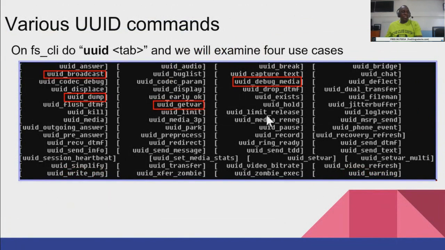So I was mentioning that there are some variables or UUID commands you can use to check the legs. You can answer a leg, you can broadcast, you can check audio, you can debug media. So you can check to see if actually RTP packets are flowing in a particular leg.